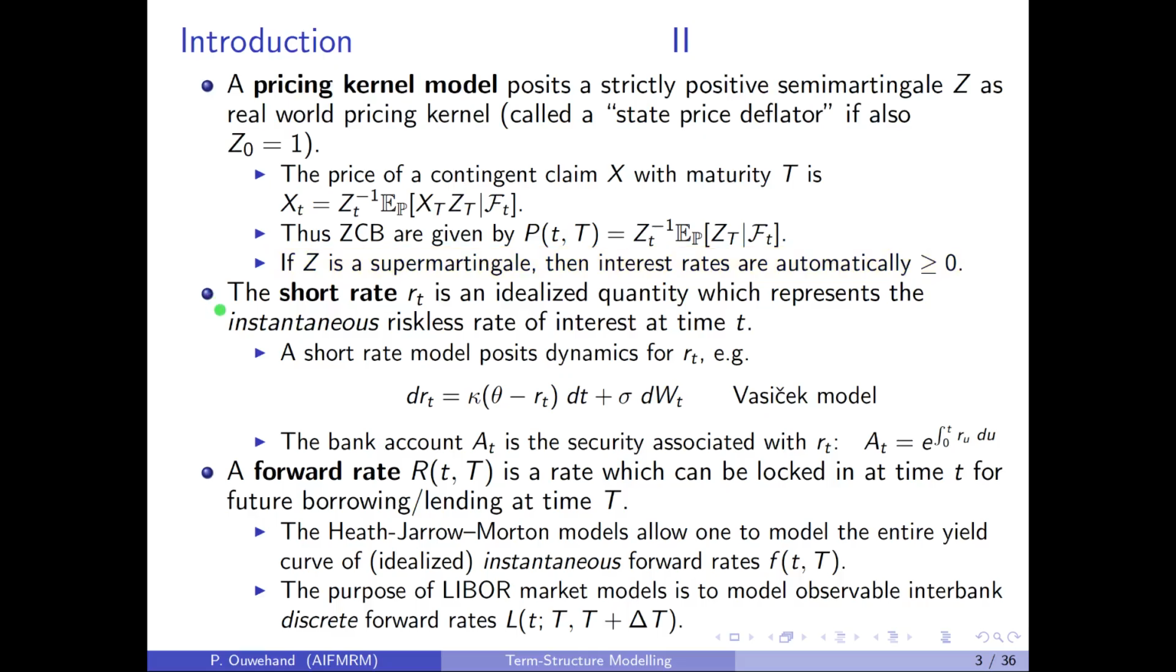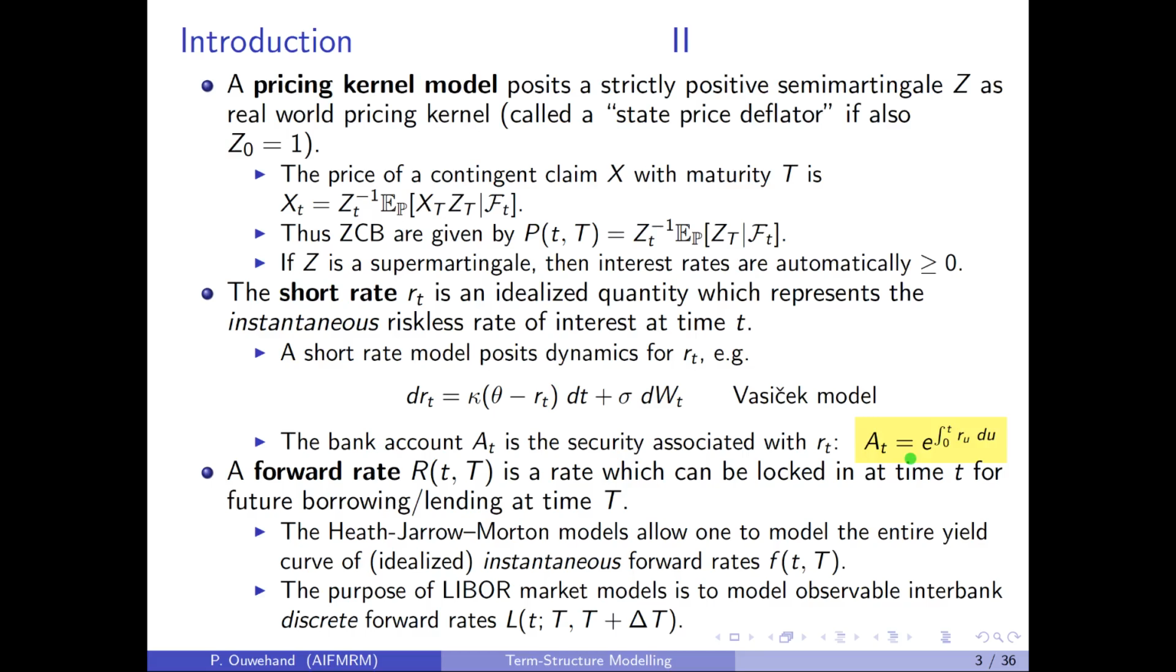Another approach is short rate modeling, and the short rate r_t is simply an idealized quantity which represents the instantaneous riskless rate of interest at time t. A short rate model would posit some kind of dynamics for r_t. For example, the first short rate model, the so-called Vasicek model, dating back to 1977, assumes that the short rate follows the following stochastic differential equation. With the short rate is associated a financial security, namely the riskless bank account, and it is defined as follows.